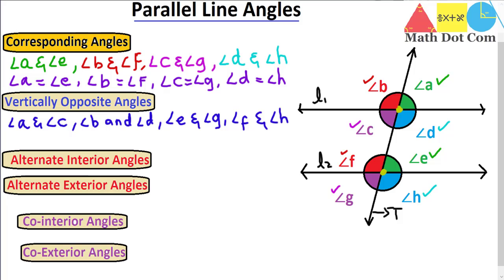So I can write here as, so this is another property of vertically opposite angles that you must keep in your mind in order to identify the value of the angles when given very few values of the angles.